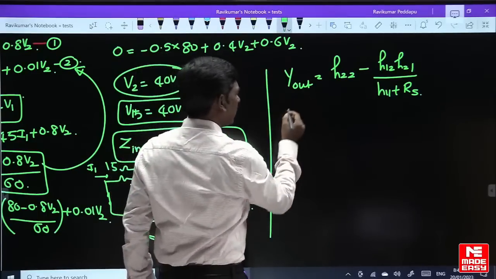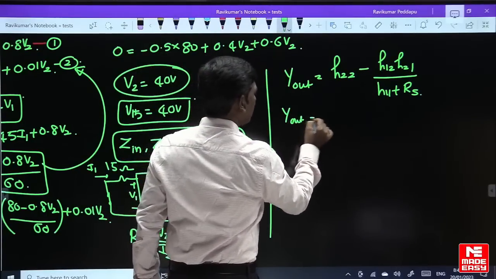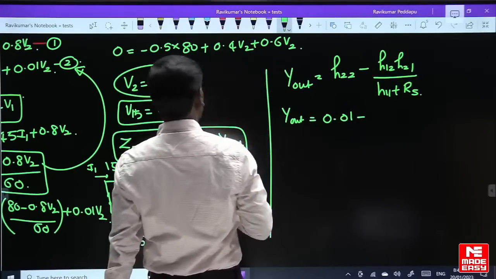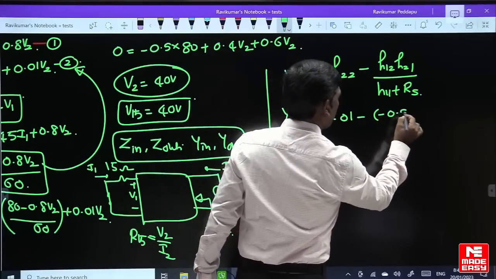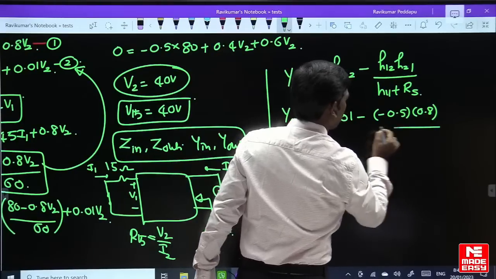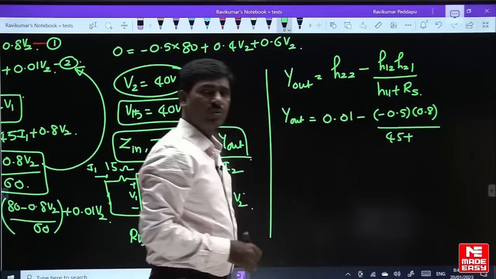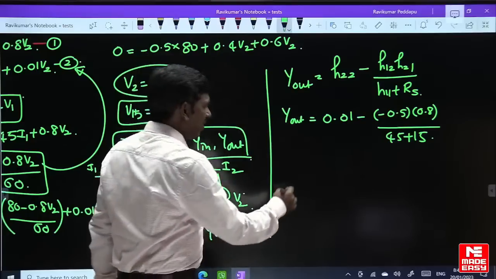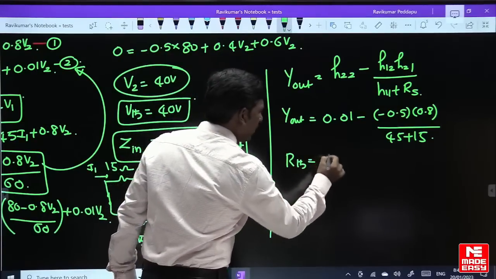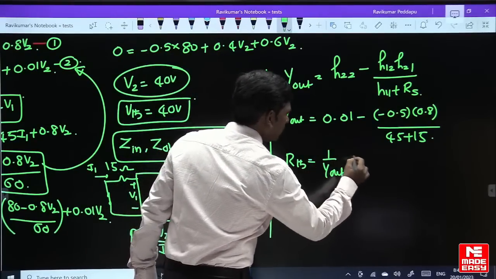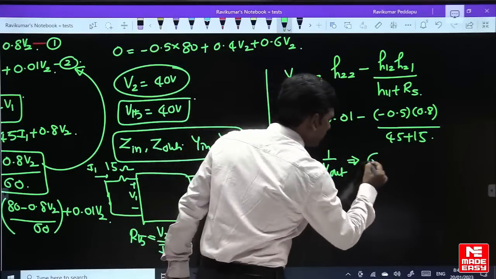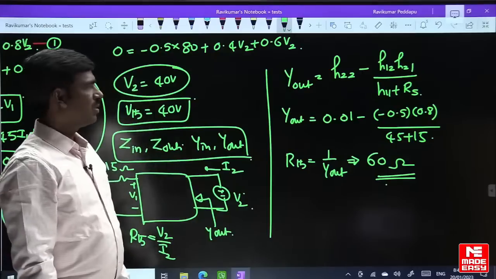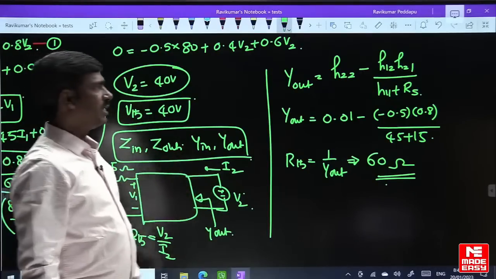So Y out is equal to H22, and H22 value is 0.01, minus H12 H21, which is minus 0.5 into 0.8, by 45 plus the internal resistance of the source, 15. We get Y out. RTH is equal to 1 by Y out. After simplification we will get 60 ohms, just check it. So you get RTH and VTH.